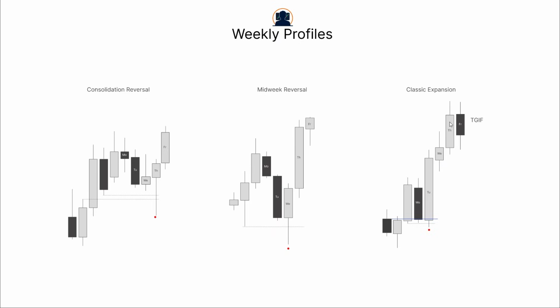And if Thursday expands to the weekly draw on liquidity, then you can be sure that you will have a TGIF on Friday, right? So you can only get a TGIF on Friday when the weekly profile is a classic expansion where you have the low of the week formed either on Monday or Tuesday.